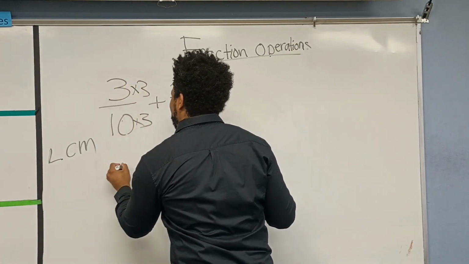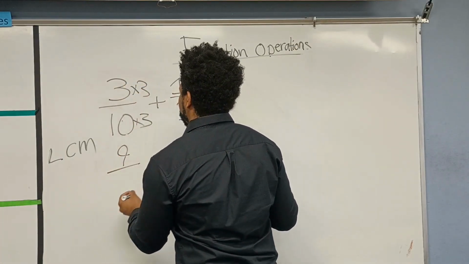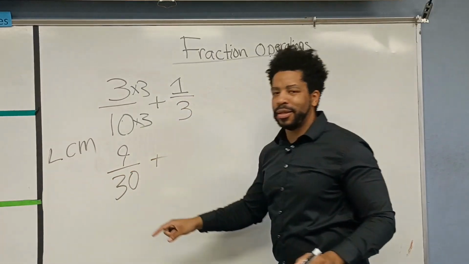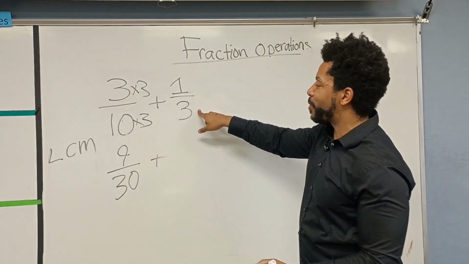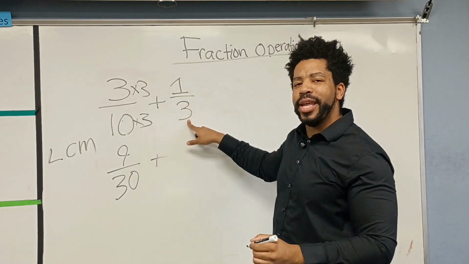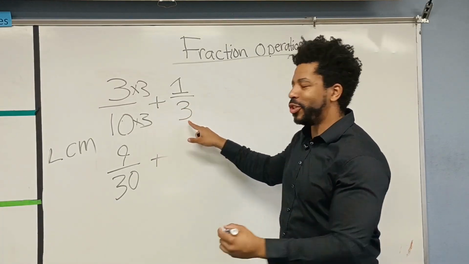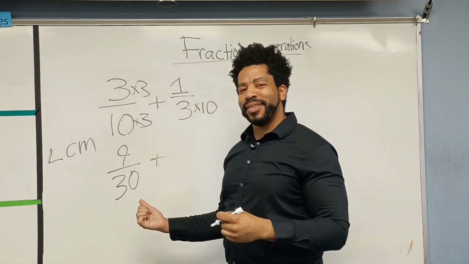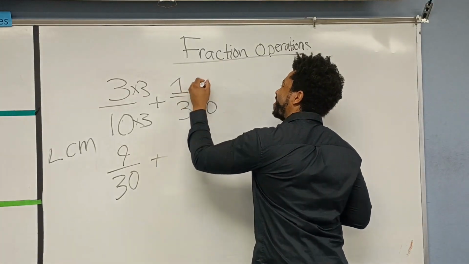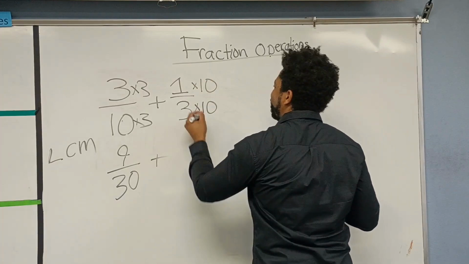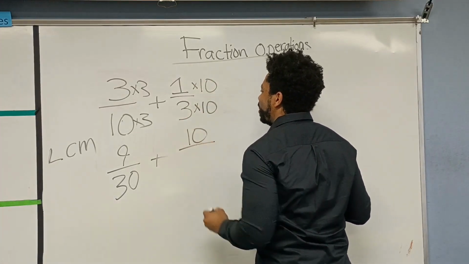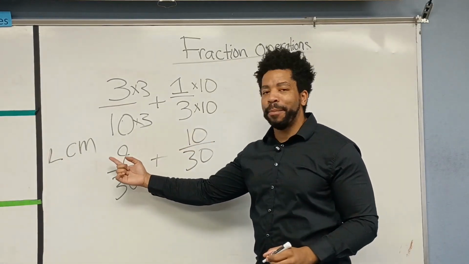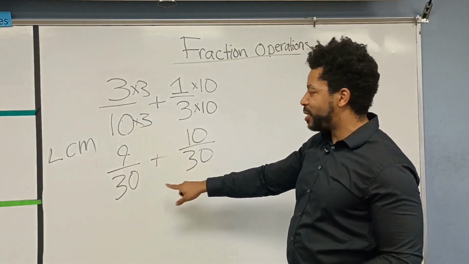Good. All right. So now you're going to have a new fraction, which is 9 over 30 plus, okay, now we have 1 over 3, which again, okay, how do you get from 3 to 30? Here's what you do. Times 10. And what you do to the bottom, you do to the top. Okay, got to keep it uniform, y'all. Okay, so now what do we have? 10 over 30.